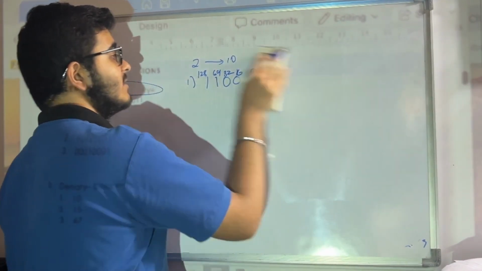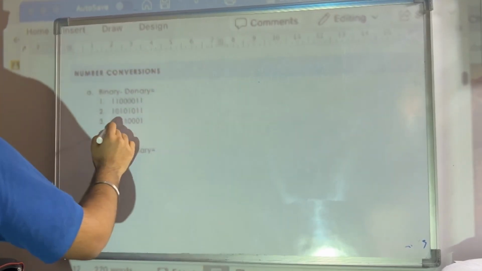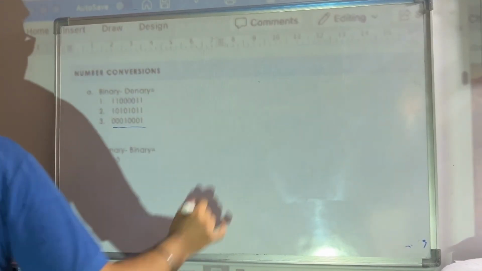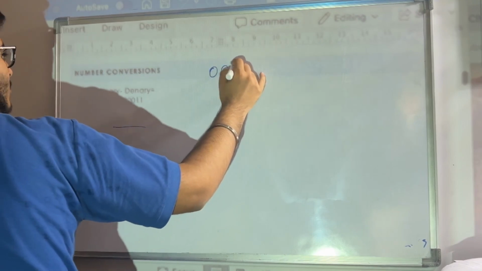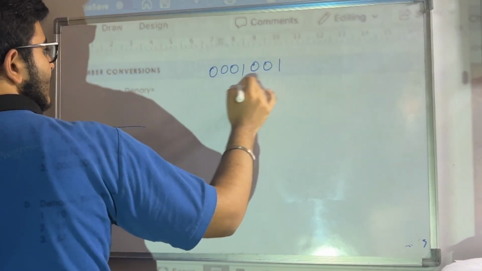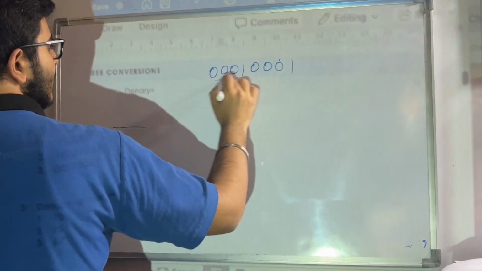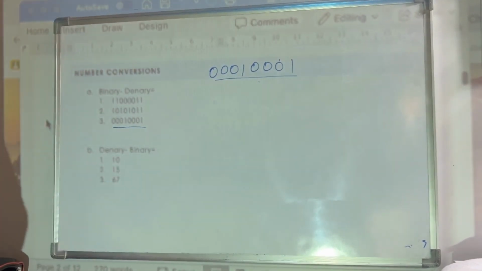Now we have 3 questions in the worksheet. 2 I have given you as examples. The third one you're going to solve and answer in the comment section. If it is not clear, your number is 0001 0001. This is the binary number you need to convert to denary, and share the answer in the chat box, comment box you may say.